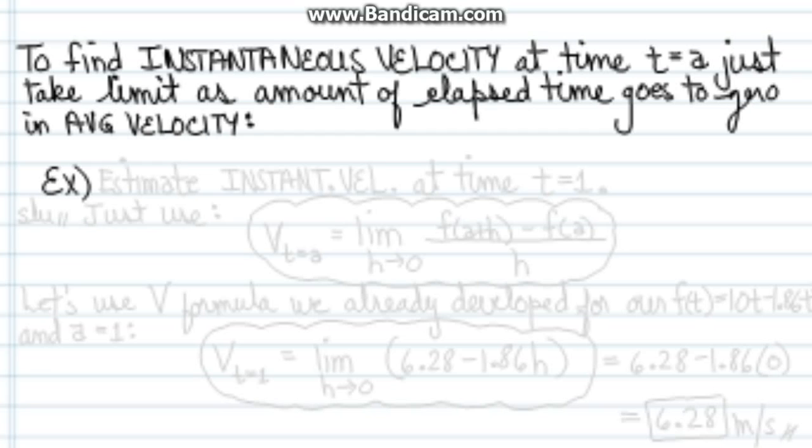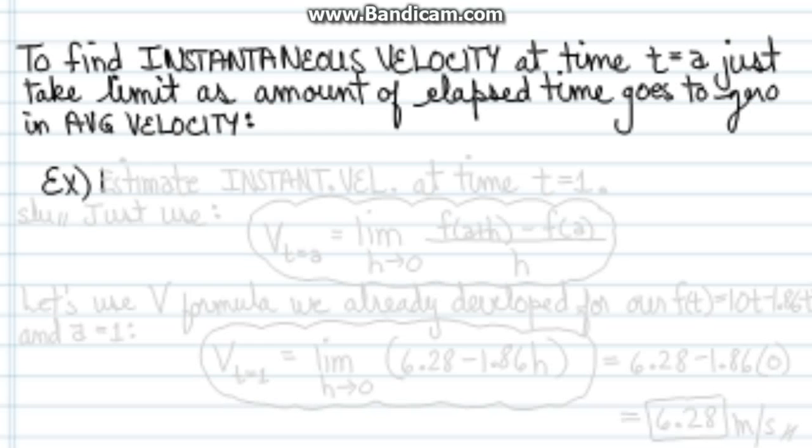Well, h is what we call the difference between these two time values. So we'll take the limit of the expression that we developed in the last example for the average velocity, and we'll let the difference between the time values, h, approach zero, and that answer will be our velocity at the instant, time t equals a.